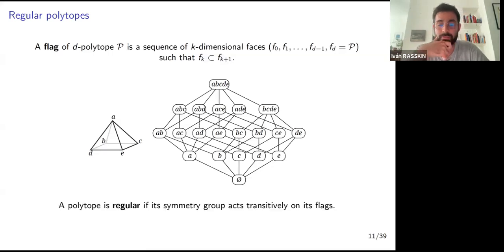A polytope is regular if its symmetry group acts transitively on its flags. So we have two flags, two chains, and there is a symmetry that moves one into the other. For example, this polytope is not regular because there is a square face. So the flag that passes through this square face is not going to be the image of any other flag under a symmetry.